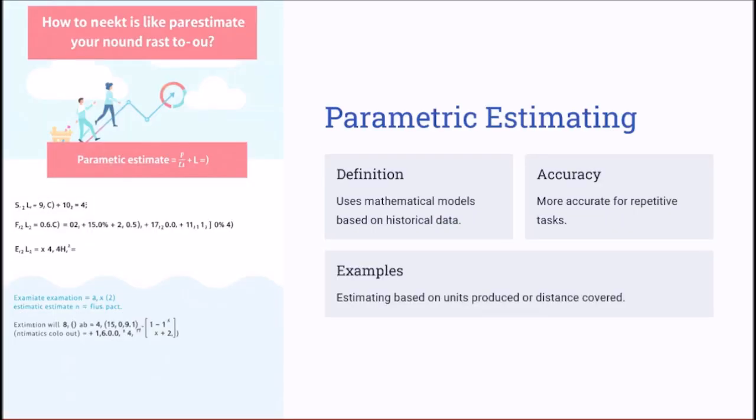Next, let's look into parametric estimating. Parametric estimating uses mathematical models to calculate activity durations. This technique is more accurate than analogous estimating, and it's ideal for repetitive tasks with established metrics. For example, estimating the time to paint a room based on square footage and the painter's speed.